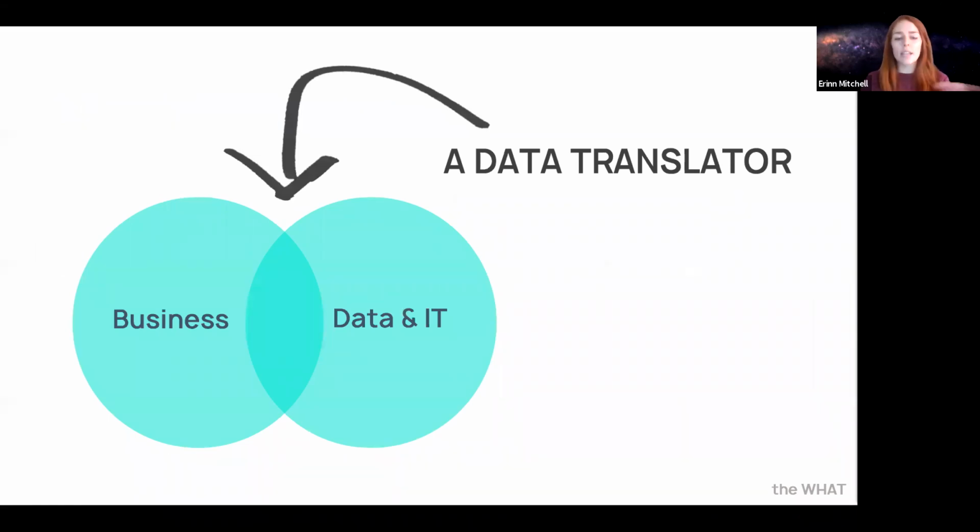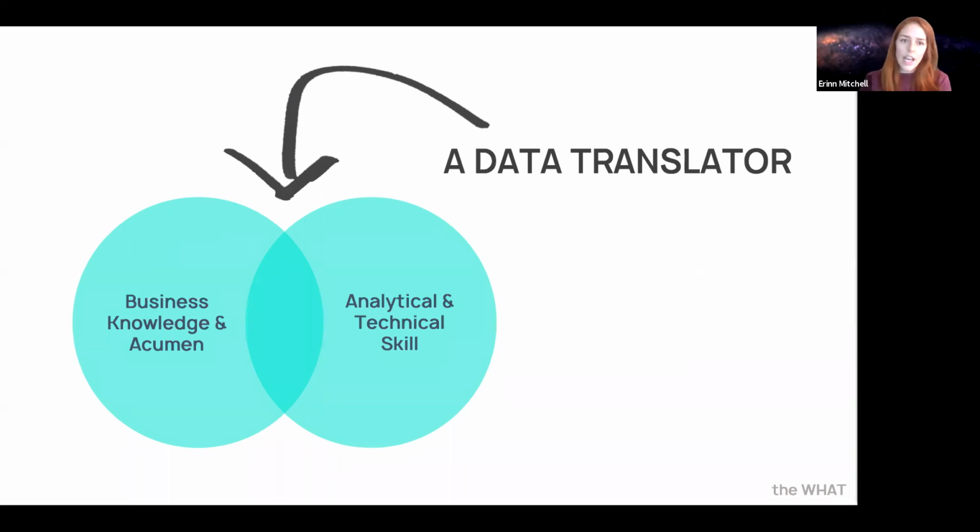Because they sit in between these 2 departments or business units, they have to understand both the business knowledge and acumen on one side, and the analytical and technical skill on the other. So they're really taking those 2 possibly siloed units within an organization and bringing them together.